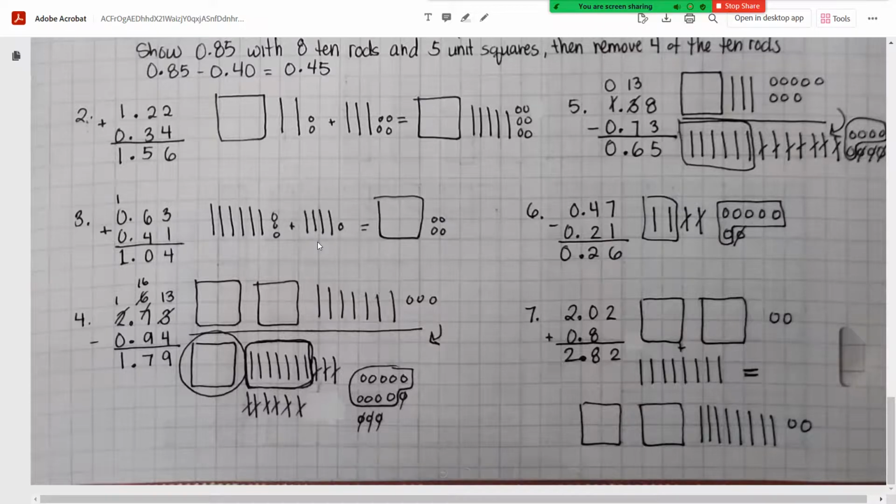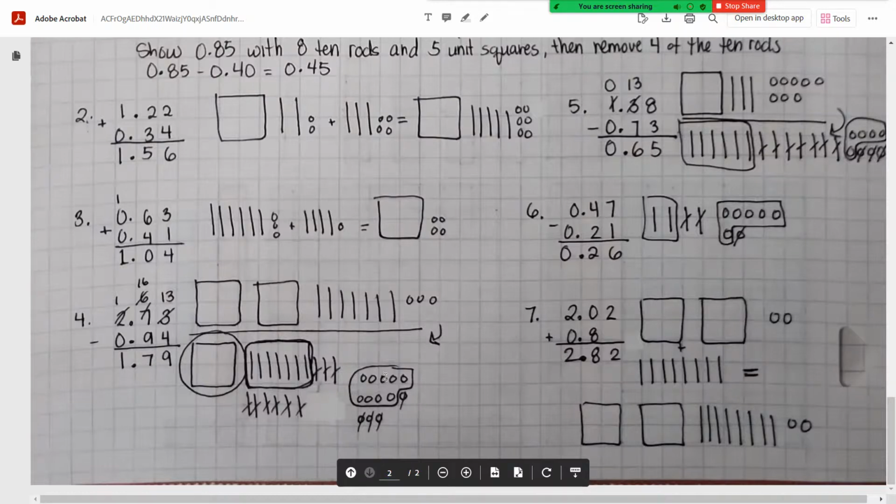Number 4 is a subtraction, 2 and 73 hundredths take away 94 hundredths. So I drew out my 2 and 73 hundredths. And I found out very quickly that I don't have enough of my hundredths or my tenths to subtract. So I had to decompose one of my hundredths and one of my tenths. So then I was left with 1 whole that was still solid, and then the remaining 10 tenths and the 7 tenths that I had previously, as well as the now 10 hundredths and 4 previous hundredths. So now I could subtract.